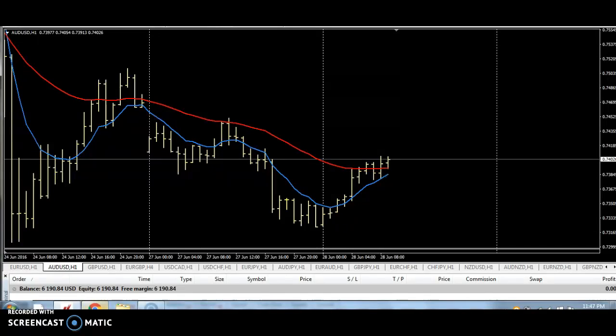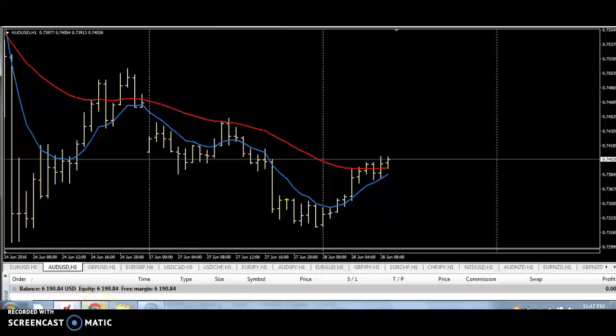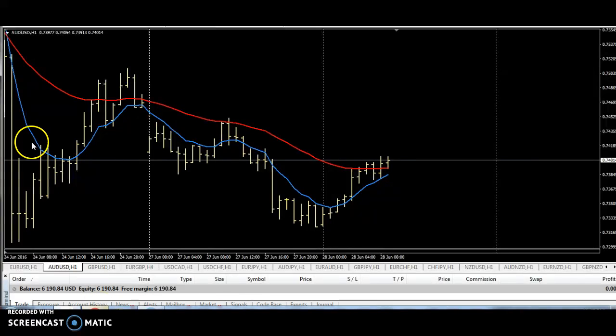Check it, 74.02 right here, and you can see that's at the money right now, about 50 bucks. 74.20 I can buy for 39. 74.40 is 24. Let's see how far from the money that is.